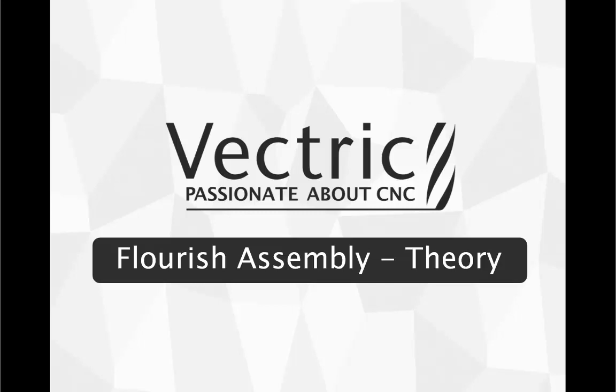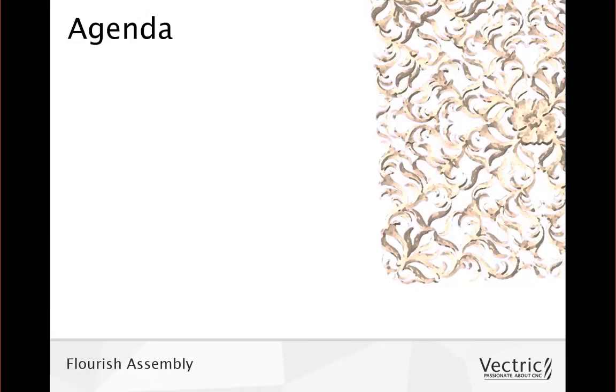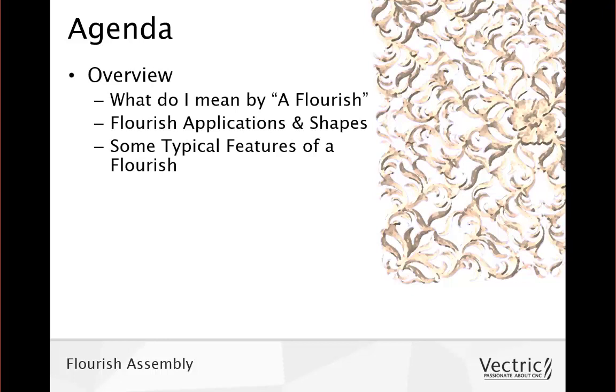So let's look at a more specific agenda for the next few minutes. Firstly, we'll just take a look at the topic in general, and I'll describe what I mean by a flourish, because it's not a technical term, it's just what I tend to call these sort of decorative elements. Then we'll look at some typical applications and shapes that we might find in architecture, carvings, furniture, that type of thing. Then we'll look at some of the typical features of a flourish, so things like the way that a lot of them have symmetry, and we'll start to explore those ideas.